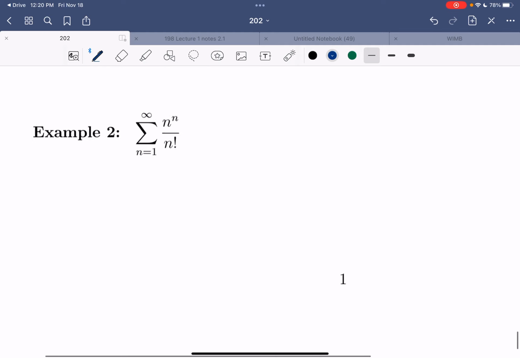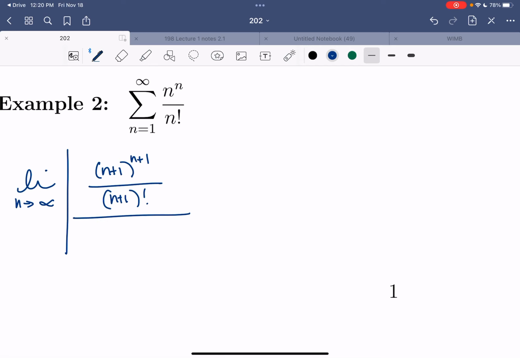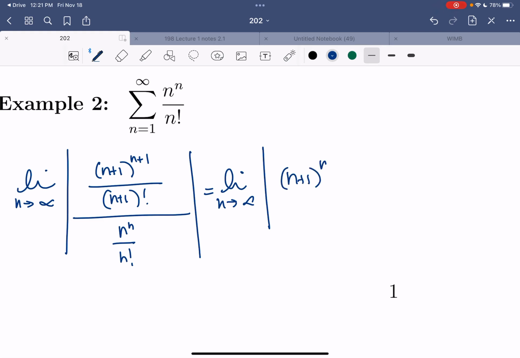Same thing down here. We have n to the n and n factorial, so we're going to use the ratio test. You look at the limit as n goes to infinity of the absolute value of, now you're replacing n's with n plus 1. So up top you have n plus 1 to the n plus 1 all over n plus 1 factorial, all over the original n to the n over n factorial. First thing we're going to do here is multiply by the reciprocal. So we have n plus 1 to the n plus 1 over n plus 1 factorial times n factorial over n to the n.